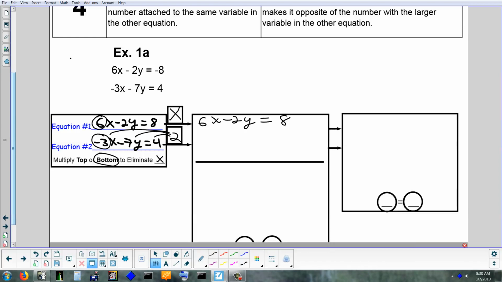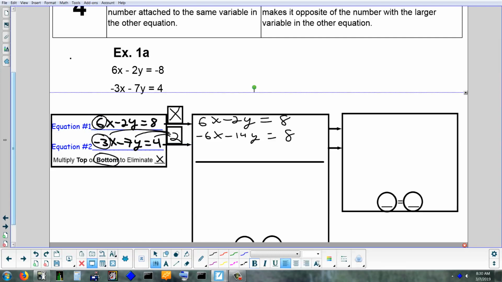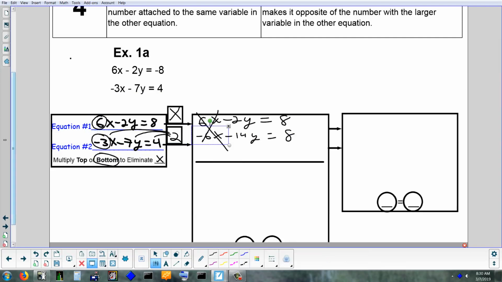So Nate, what's 2 times -3x? Yep, -6x. Dave, what's 2 times -7y? -14y. Right, and Paige, 2 times 4? 8. Okay. Now we just wrote it down. We're going to be eliminating x's. 6x, which is a positive, -6x. That's a negative. Gone. Add everything else that's left.